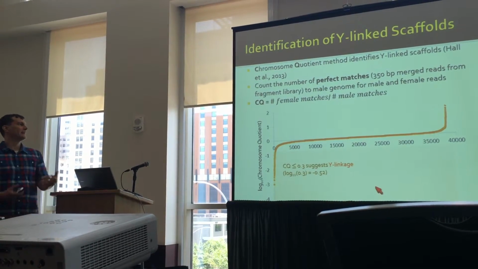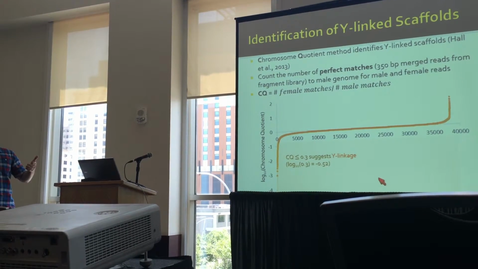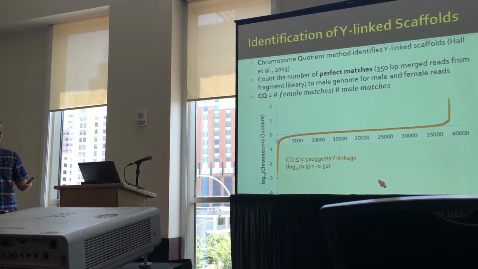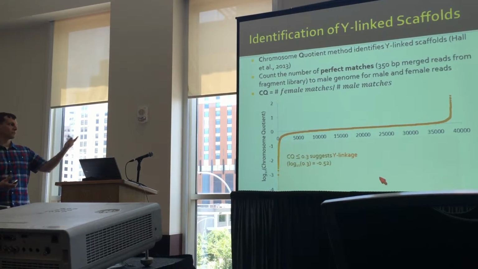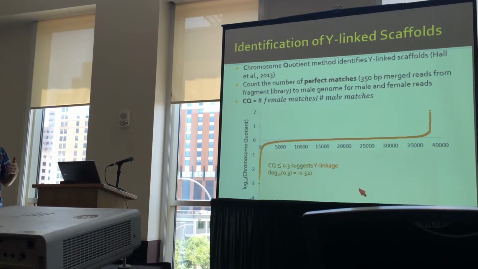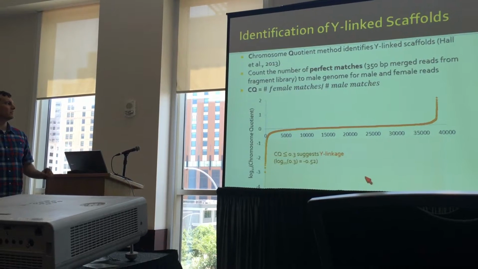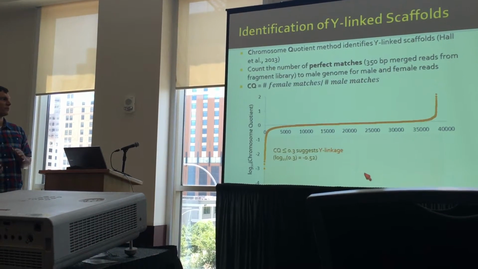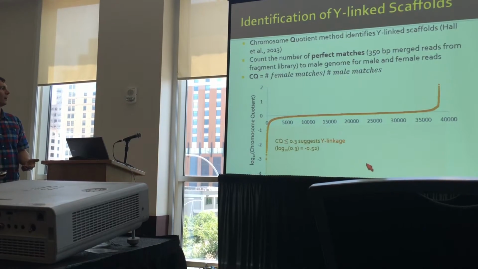And basically, you take a male genome assembly, and you map back the raw reads to it, and you take female raw reads and you map that to the male genome. And you compute this chromosome quotient, which is the number of female matches to the number of male matches. These are actually perfect matches. So it's sort of like coverage, but not exactly. It allows you to distinguish between things that are basically 97% identical.